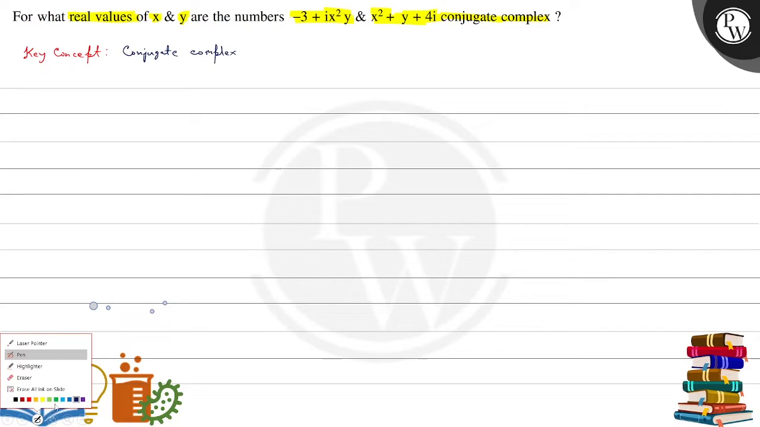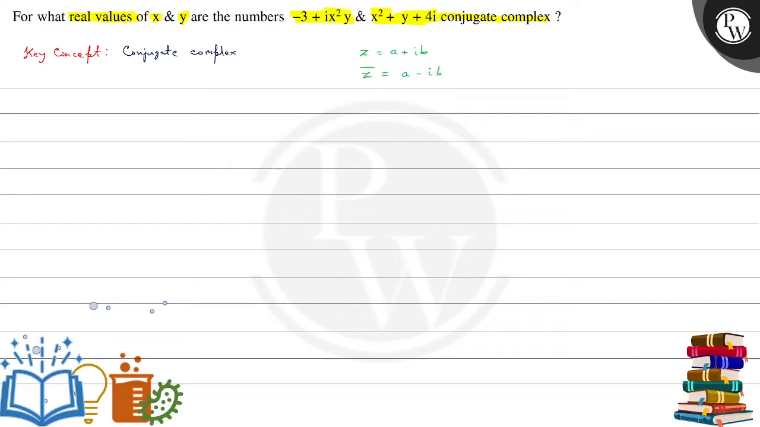Let us say that you have a complex number z = a + ib. Then its conjugate, denoted by z bar, is defined as a − ib. Basically, if you opposite the sign of the imaginary part of a complex number, positive becomes negative and negative becomes positive, then the resulting complex number is called the conjugate of the original one. Basically they are complex conjugates, or conjugates of each other.